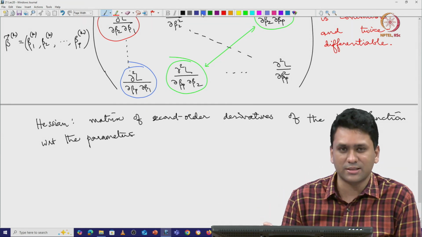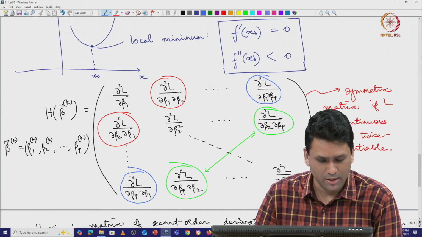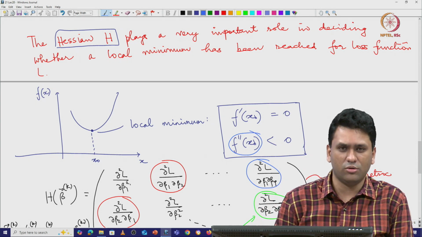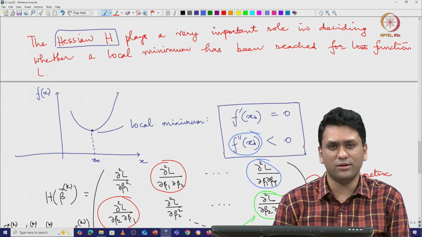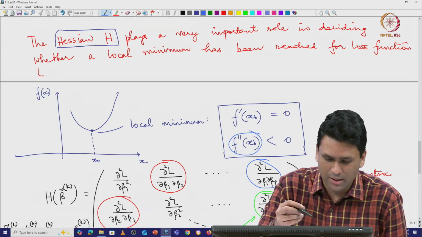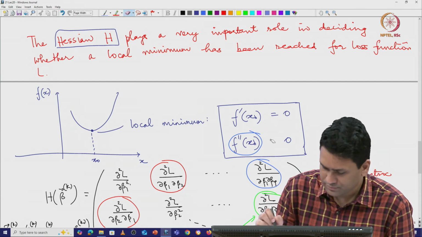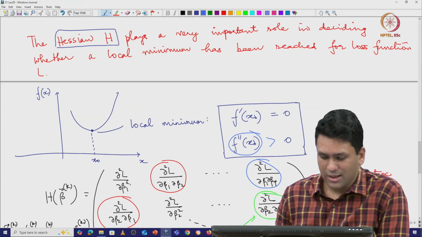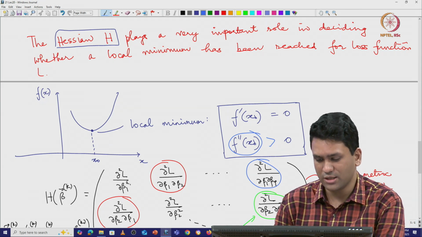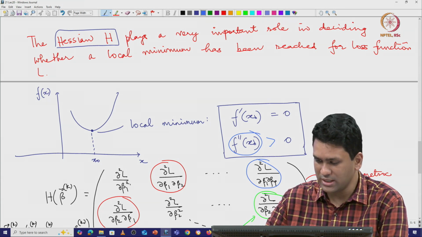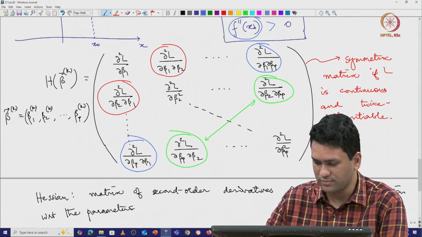Now there can be three cases, just like in the second order derivative test for a one dimensional function, where you could have the second order derivative less than 0, equal to 0 or greater than 0. Greater than 0 would be a local minimum, less than 0 would be a local maximum, and equal to 0 would be a saddle point. So let us see what happens in the case of a multi-dimensional function.